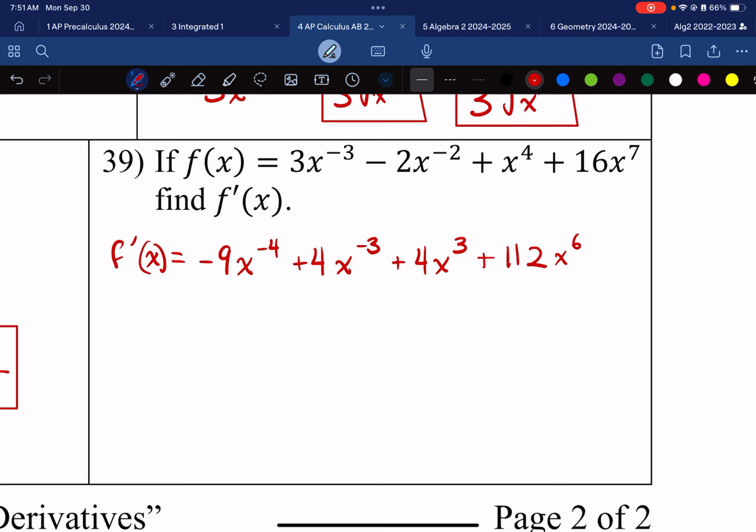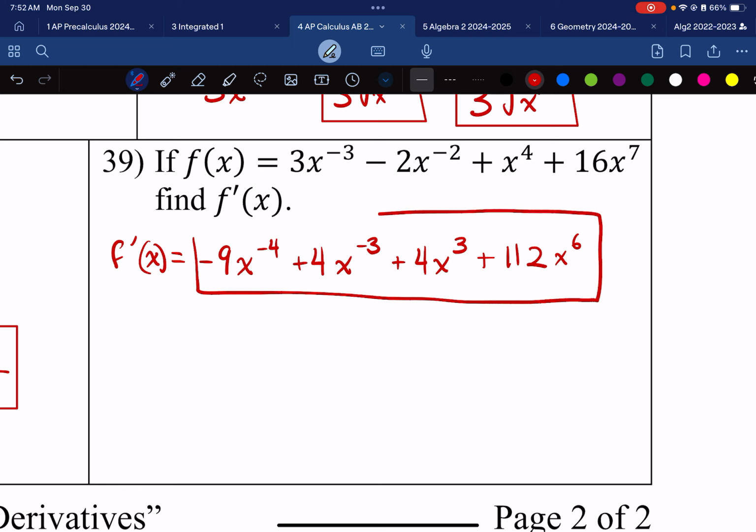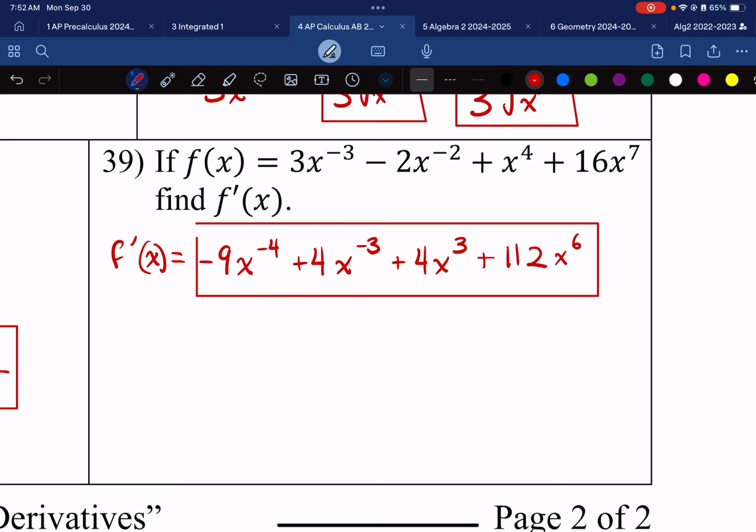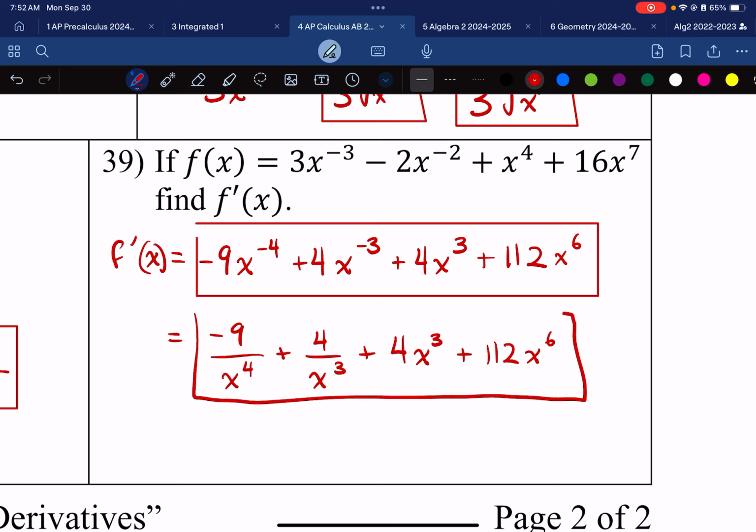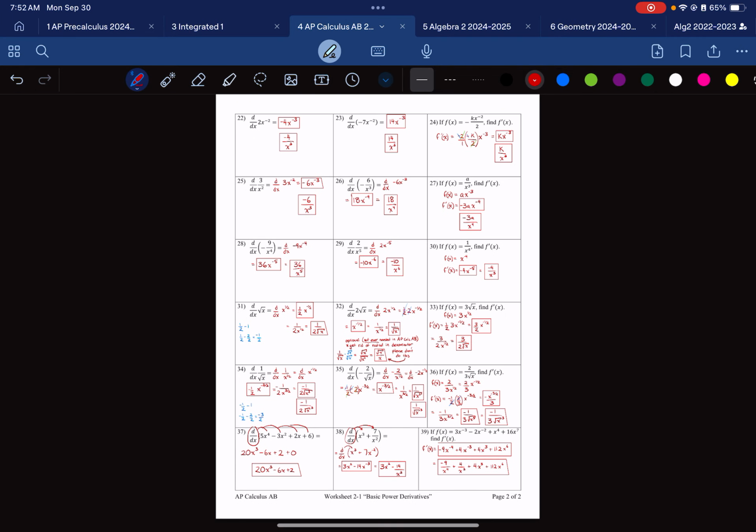And technically that is the answer, but just in case they're trying to rewrite those negative powers on us, it is also the same thing as a negative 9 being left in the top, x to the power of 4 in the denominator, plus 4 in the top, all over x to the power of positive 3, plus 4x to the power of 3, plus 112x to the power of 6. And there's our final answer, which we'll then box. Another equivalent form. And that, ladies and gentlemen, concludes Worksheet 2-1, Basic Power Derivatives for AP Calculus AB.